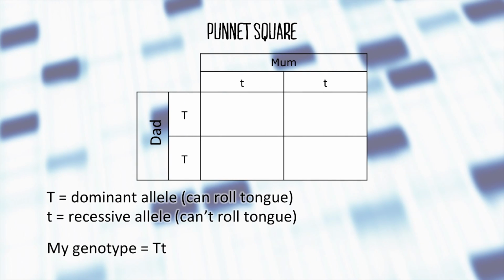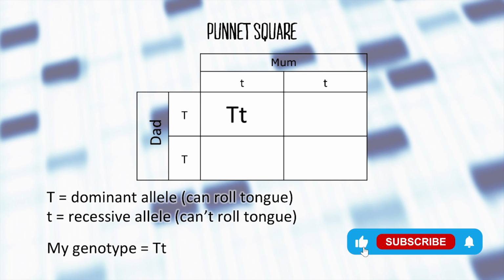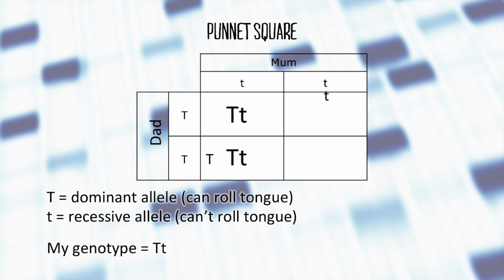We can show the inheritance of one gene, called monohybrid inheritance, in a genetic diagram called a Punnett square. In your GCSE, you need to be able to interpret genetic diagrams, explain what's going on in them, and also be able to make them yourself. We can use genetic diagrams to show the possible combinations of genes of potential offspring and calculate the probability of a certain genotype or phenotype occurring.